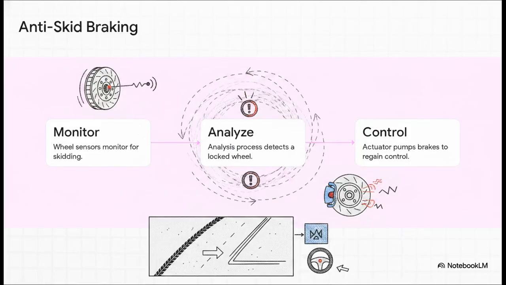A perfect way to understand this is the textbook's anti-skid braking system example. When you slam on the brakes in a car, wheel sensors instantly detect if the wheel has locked up. If a wheel locks, there's no friction, the car is skidding, and the driver literally cannot steer. The analysis process detects this incredibly dangerous state.